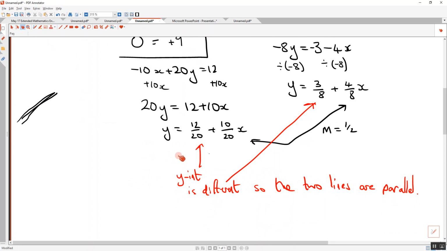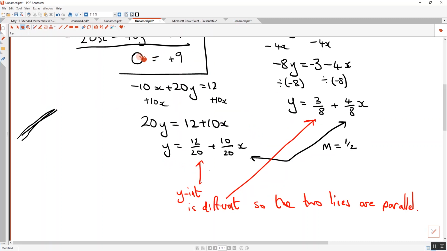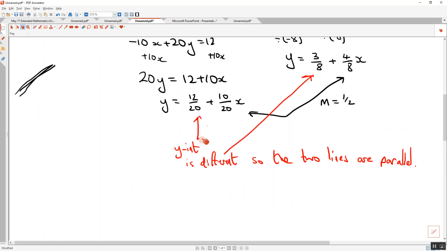So the important thing to realize is, when you do your elimination with a 0 on one side and a number on the other, we can say that the two lines are parallel. If I want to communicate exactly what's going on here, what should I write?